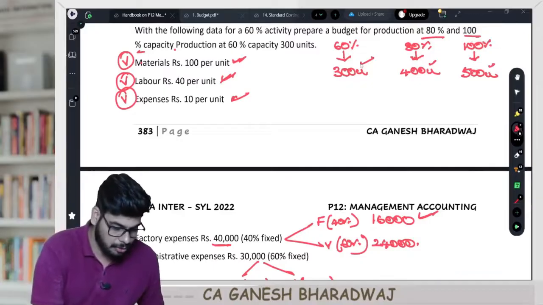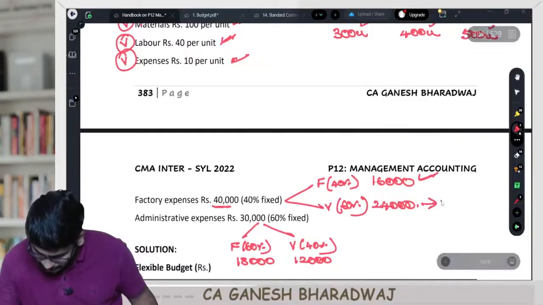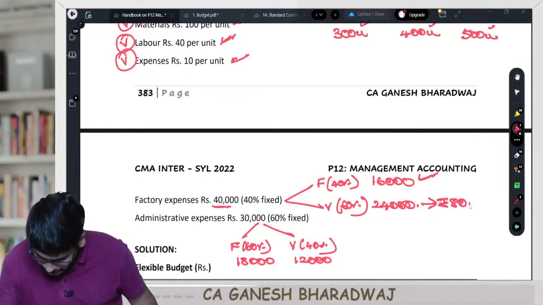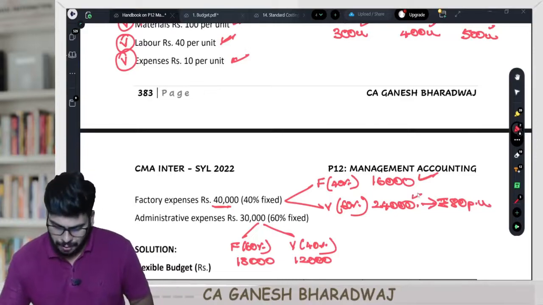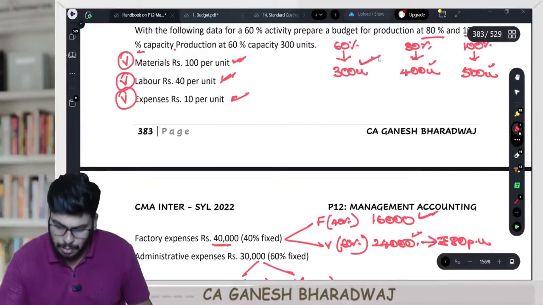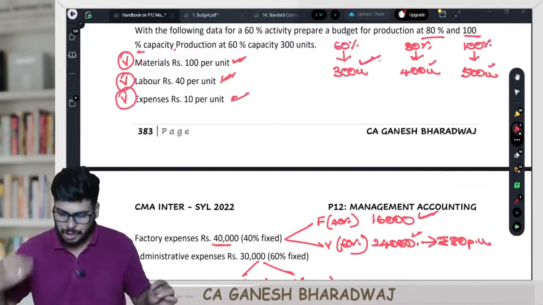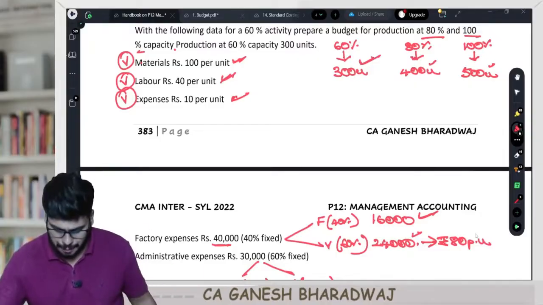So 24,000 divided by 300, how much is it? So I can say this is nothing but rupees 80 per unit. We have calculated this also, rupees 80 per unit, correct? This 24,000 rupees of variable factory expenses pertains to an output level of 300 units. So divided, you will get what? 80 rupees per unit. So the variable factory expenses are 80 rupees per unit.